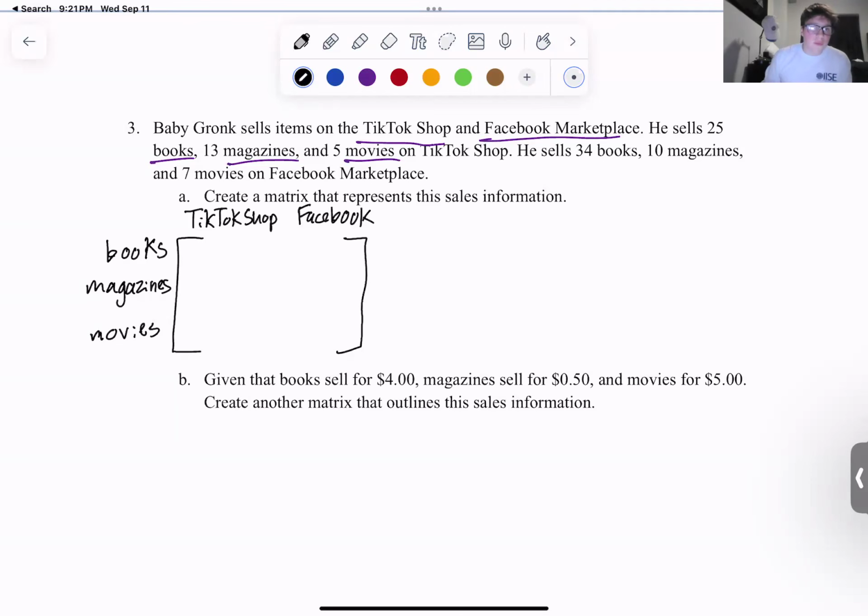If I sell 25 books, 13 magazines, and 5 movies on TikTok shop, then I'm going to put 25, 13, and 5 right there. If I sell 34 books, 10 magazines, and 7 movies on Facebook Marketplace, then I'm going to put 34, 10, and 7 right here. And that's that. For part A, you're done. That's all you got to do.